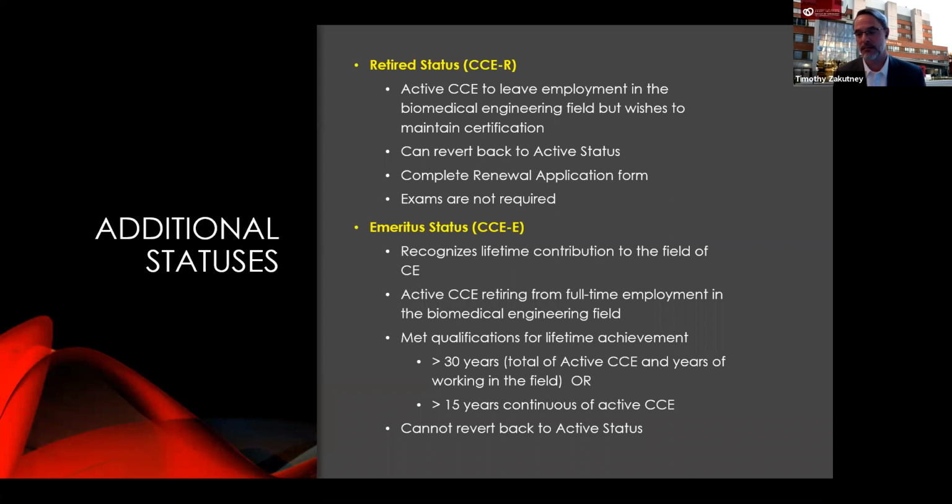You can retain an emeritus status for CCE. So this is really a recognition of your lifetime contribution. And typically the requirements of that, you've had to have a total of 30 years of active CCE or years of working in the field. And you can't revert back to active status once you've become an emeritus CCE. So, it's no going back if you go that route.